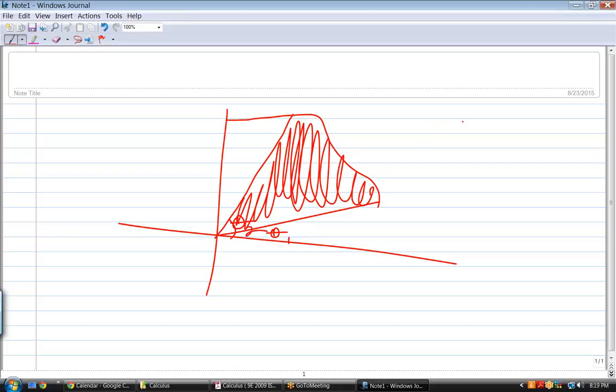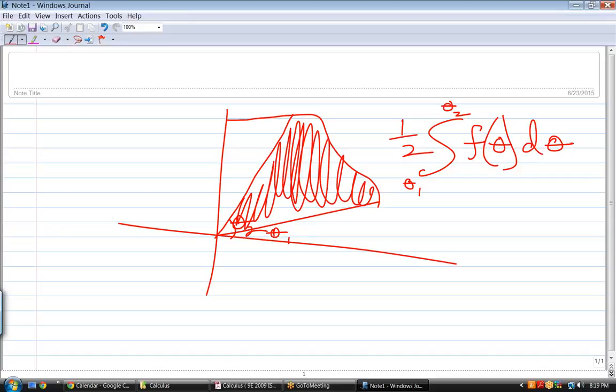we're going to take the integral of the polar equation that is an equation of theta, and we're going to evaluate it from theta 1 to theta 2, and there's a 1/2 there. And the reason there's a 1/2 there is because if you have the area of a sector, let's take a quarter of a circle.